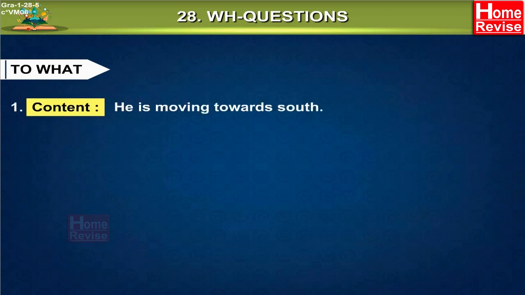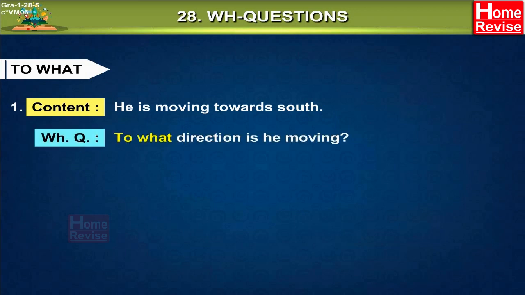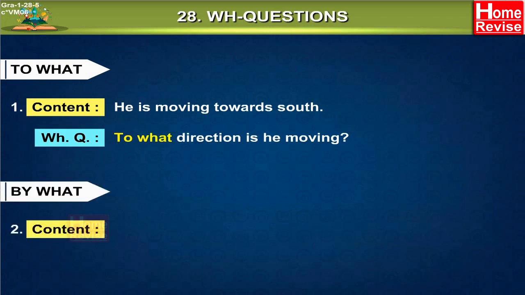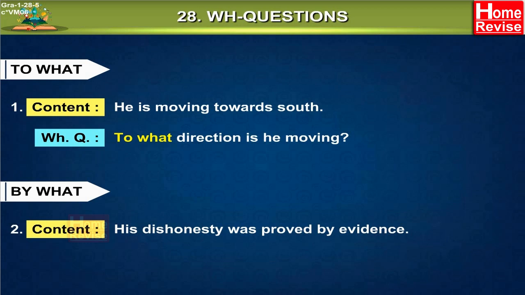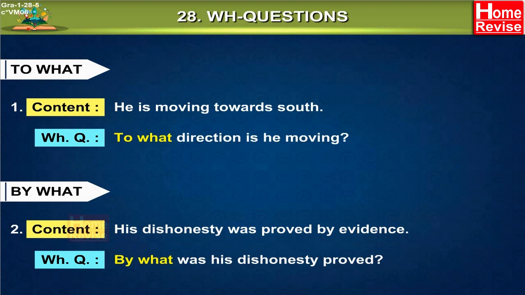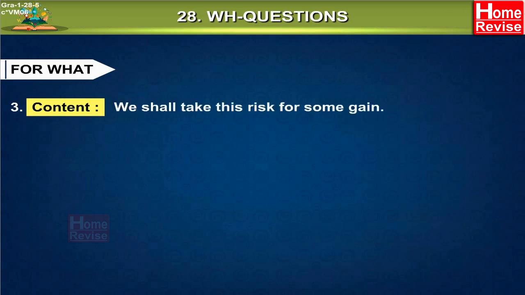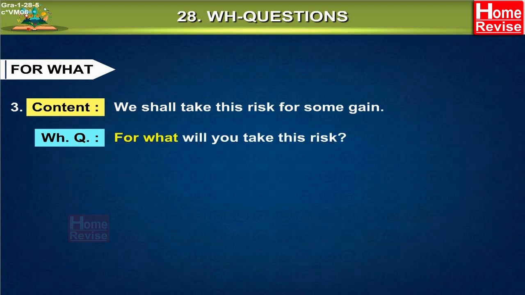To what? 1. Content: He is moving towards south. WH question: To what direction is he moving? By what? 2. Content: His dishonesty was proved by evidence. WH question: By what was his dishonesty proved? For what? 3. Content: We shall take this risk for some gain. WH question: For what will you take this risk?